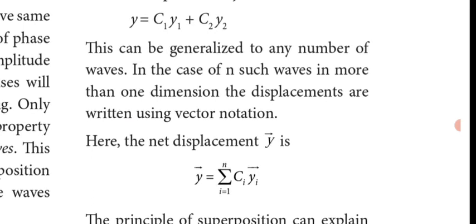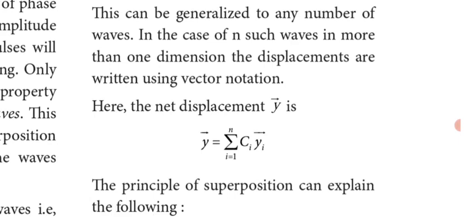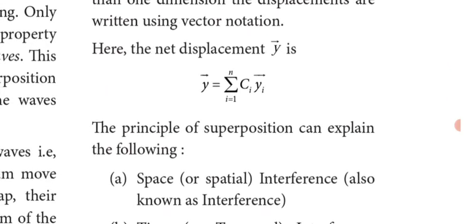If it will be more, it is a vector sum. That's why we are using the summation here. So the y vector is equal to the summation of i equal to 1 to n. What is its meaning? The integer will take values from 1 to n number of waves. So that will be given as the summation of c_i y_i vector.